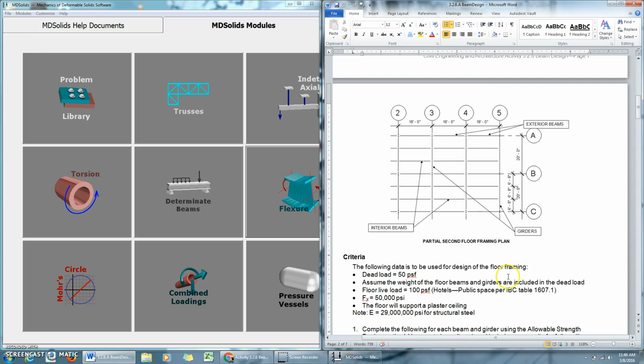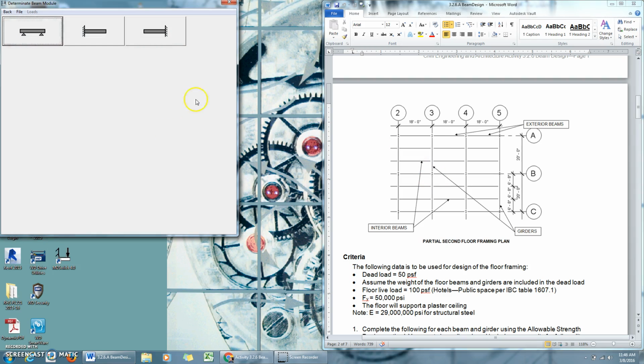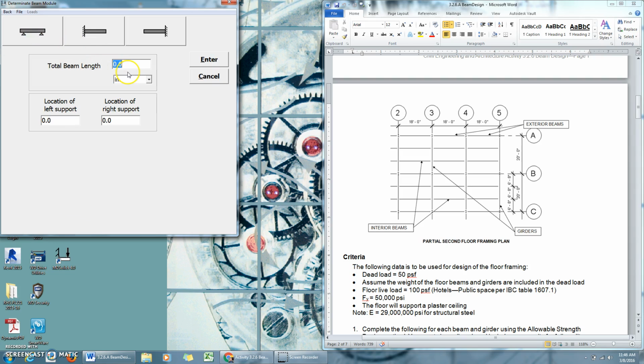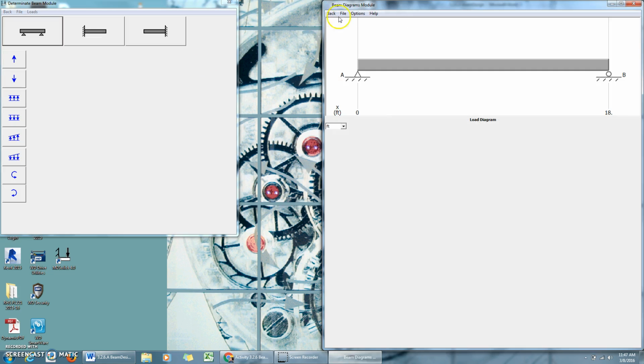All right, so let's take this into MD-Solids, and I'm going to go into determinate beams. These are simple beams supported on both sides, so I'm selecting this. It is 18 feet long, don't forget to change this to feet. The left support is at 0 feet, the right support is at 18 feet. I'm going to enter this.